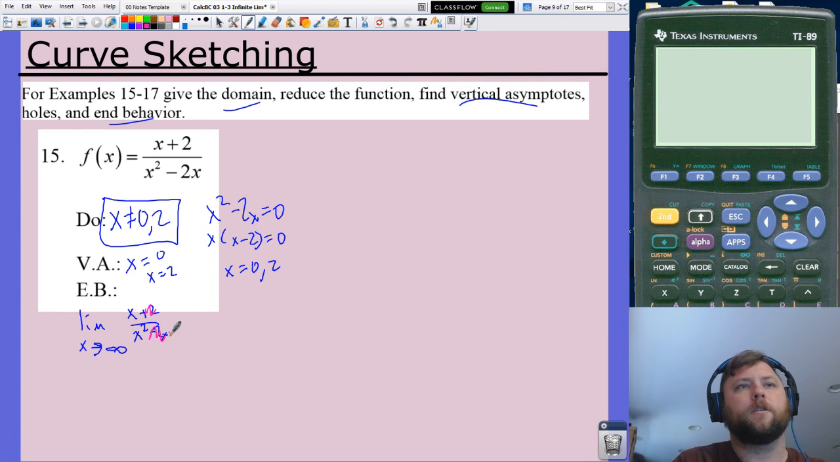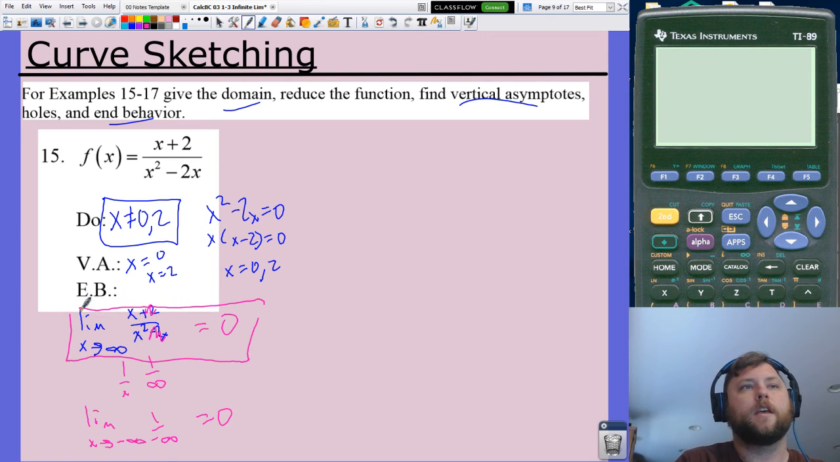Cancel out the lowest degrees. So you have x over x squared, which is just 1 over x, which is 1 over infinity. So my answer is 0. And so the limit as you go to infinity is 0. The limit as you go to negative infinity, it's going to cancel out in the same way and just be 1 over x. So 1 over negative infinity, which is just also going to be 0. So I can say limits, these are my two end behaviors. Limit as you go to infinity or negative infinity are going to be 0.